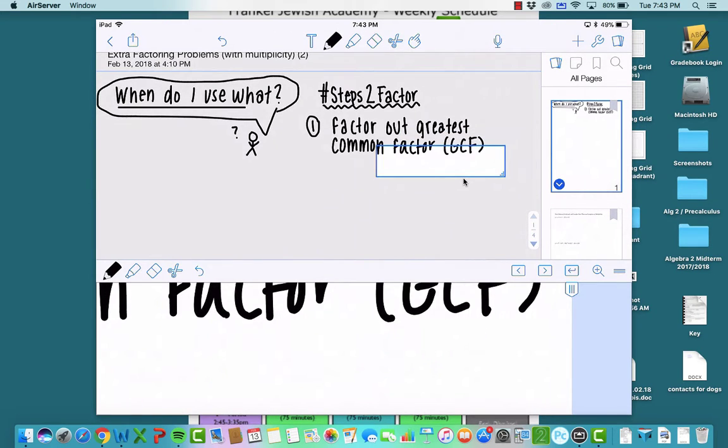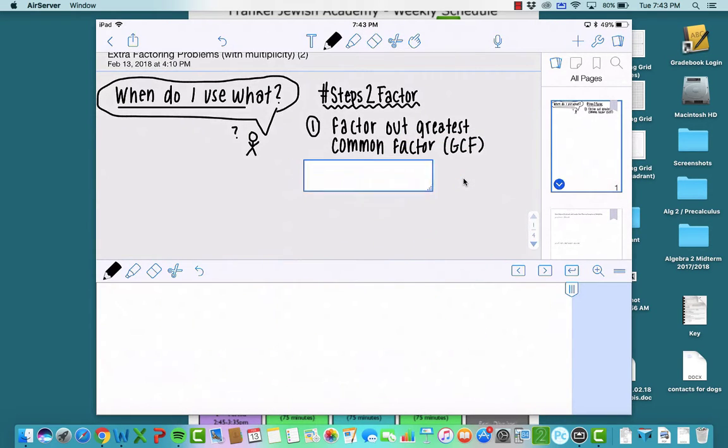So you do that every single time. You have to double check that it has a greatest common factor. I don't understand why people still don't do it. I will say it 9,000 more times and people will still forget. You have to factor out a greatest common factor.